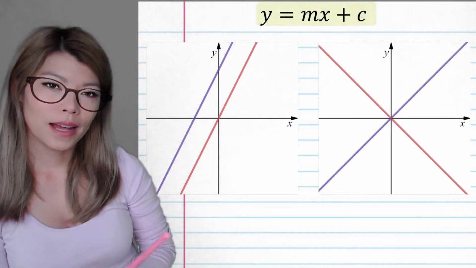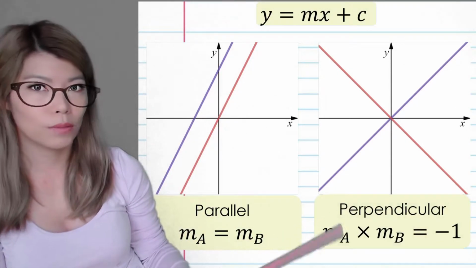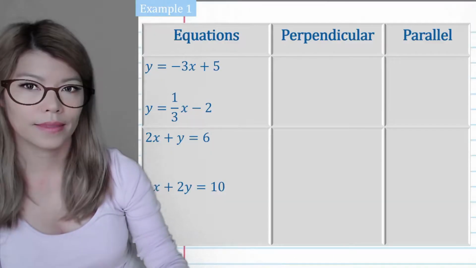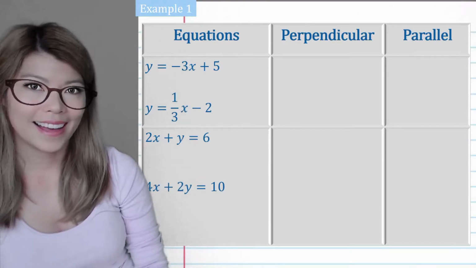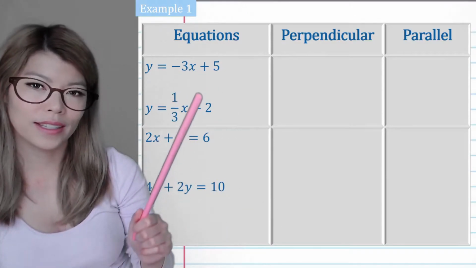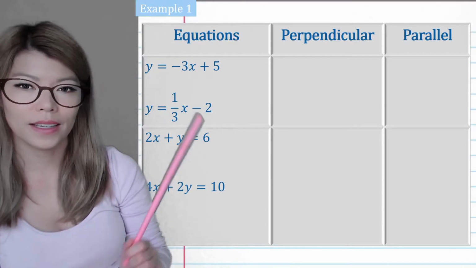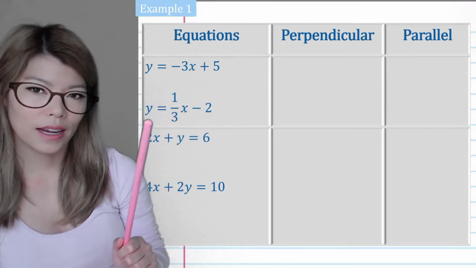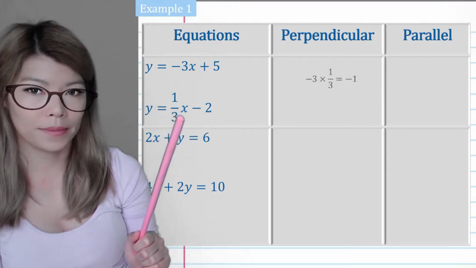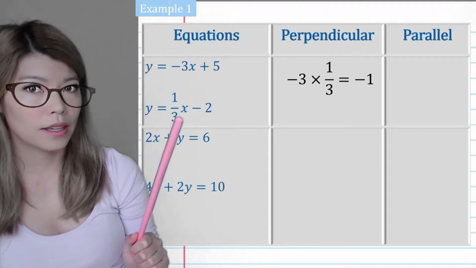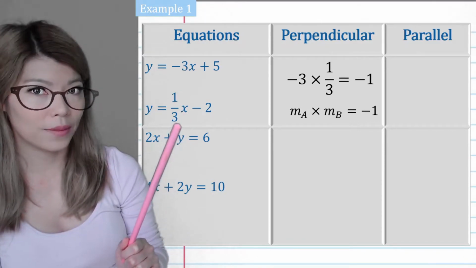So for parallel lines, the gradients are the same. For perpendicular lines, the gradients multiply to be negative 1. Example 1. Here we have a few equations. Let's see which pairs are perpendicular and which pairs are parallel. The gradients here are negative 3 and a third, so they're definitely not parallel because they're not the same. But negative 3 times a third is negative 1, so these two lines are perpendicular.